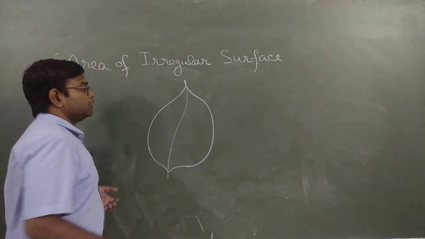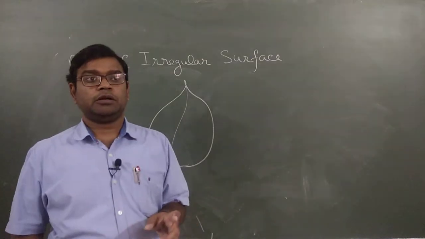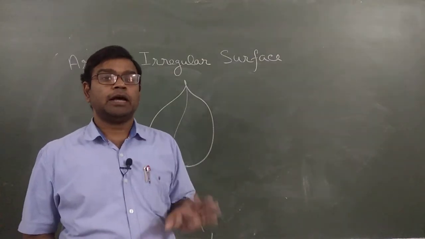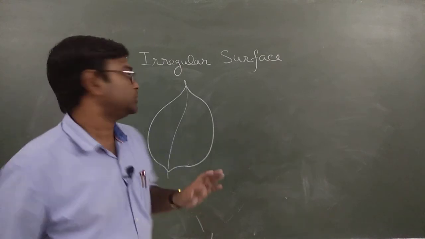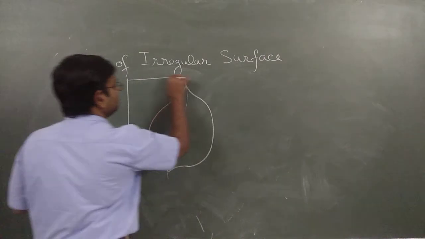What is the meaning of centimeter graph paper? In that, each square box has side 1 centimeter. So we place this leaf over the graph paper.